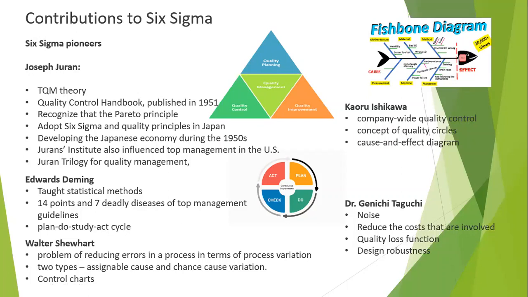Okay, that's about Joseph Juran. And Edward Deming, he's the guy who taught about the statistical method and how to control it. So we'll cover that.